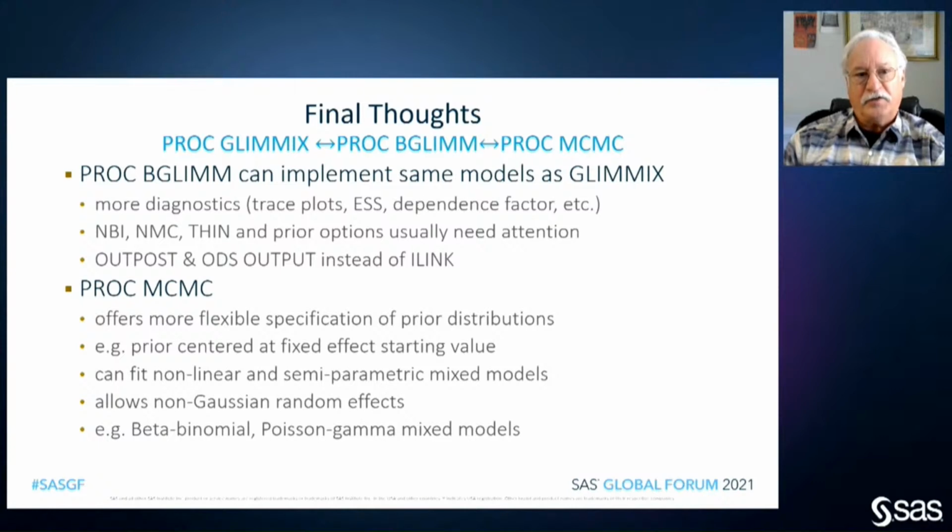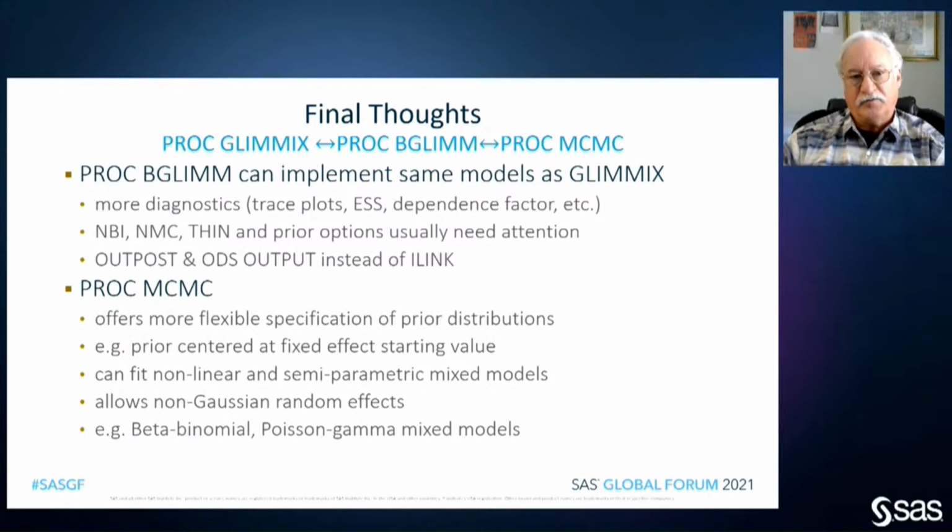And just some final thoughts here then. PROC BGLIMM sort of sits between PROC GLIMMIX and PROC MCMC, which is SAS's more hardcore Bayesian procedure. BGLIMM can implement basically the same models as PROC GLIMMIX. When you run this, there are a lot more diagnostics that you have to pay attention to than you would if you were doing a GLIMMIX run.